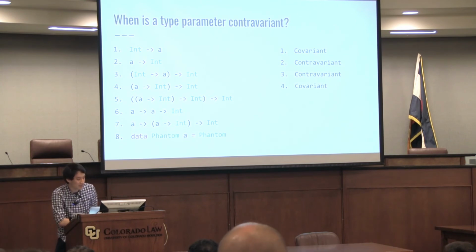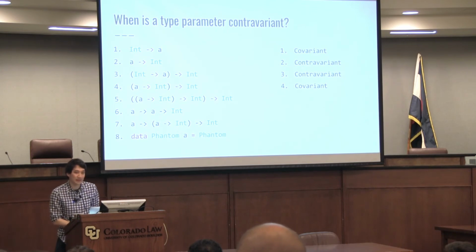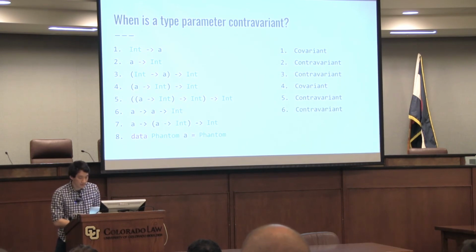Okay, how about this one? It has two A's. Does that matter? So this one, I was kind of tricking you. Oh, sorry, yeah, that one was contravariant. Okay, so A to int. Yeah, this one is contravariant. That's weird, right? Is that surprising to anyone? No, it's not that surprising, because both the A's appear in negative position. I'll explain what that means in a second.